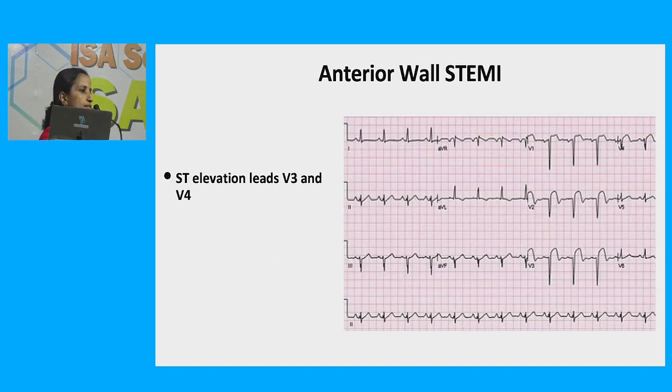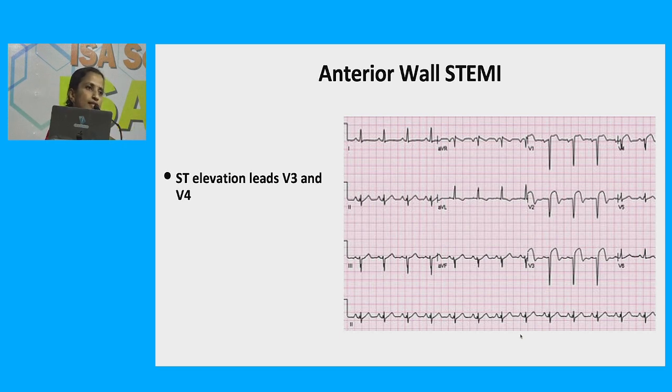Just explain this ECG also. In this ECG, we can see ST elevation in leads V1 to V4, which is suggestive of anterior wall MI. Okay, ST elevation MI.